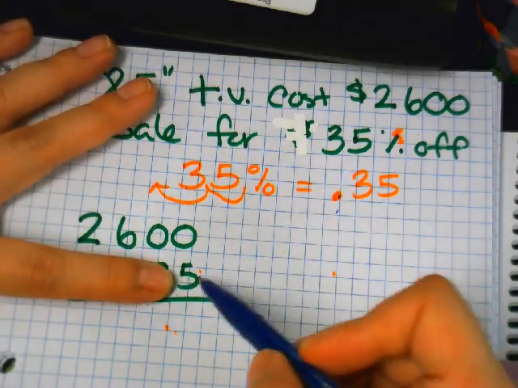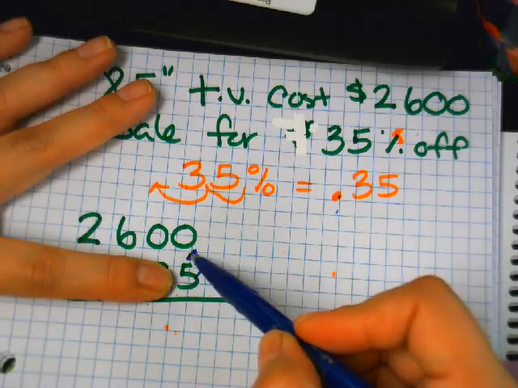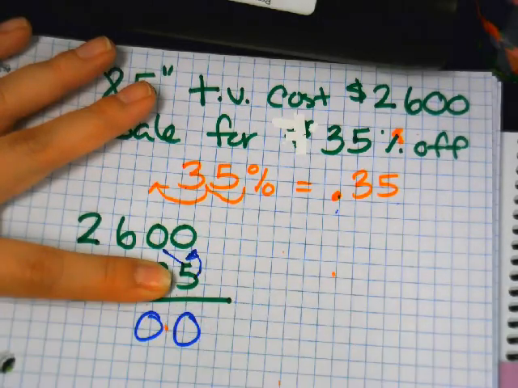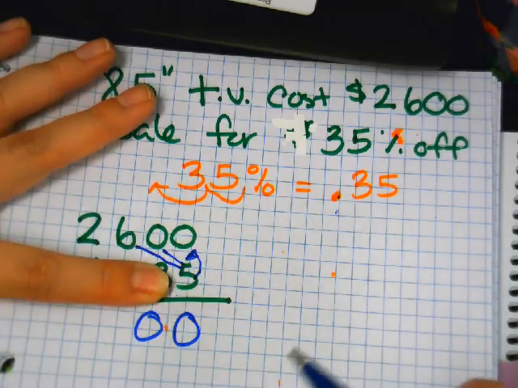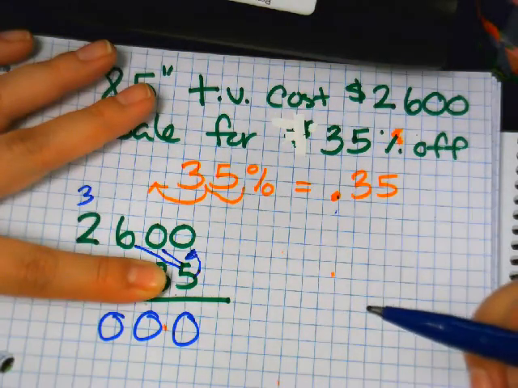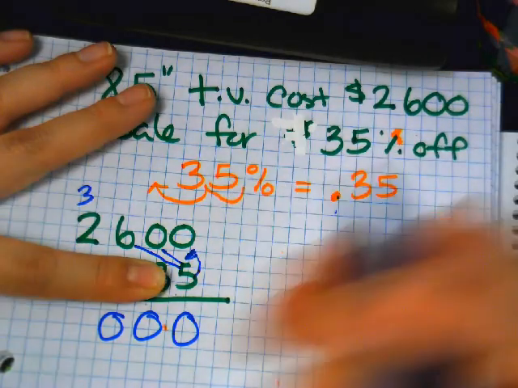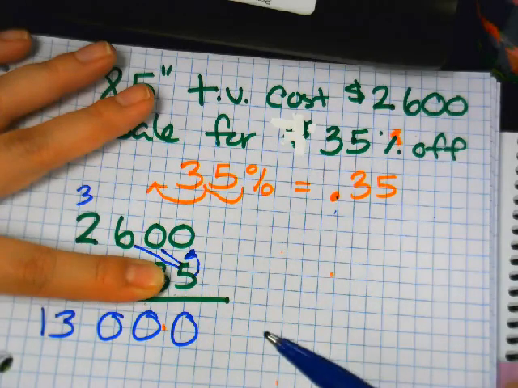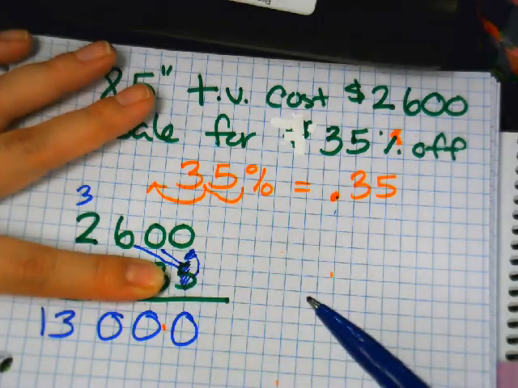So what's 5 times 5? What's 5 times 0? 0. 5 times 0? 0. 5 times 6? 30. Carry the 3. 5 times 2? 10 plus 3? 13. Did I multiply all the numbers by 5? Yes. Now I can ignore the 5. I'm done with the 5. What number do I multiply now by?